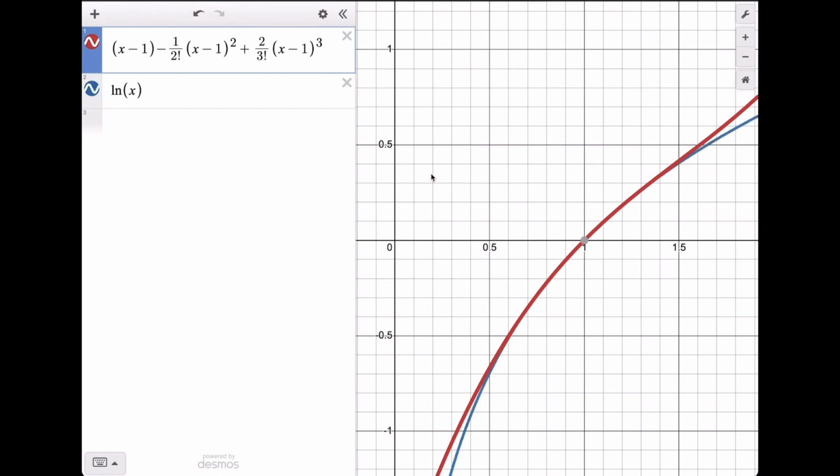Look how close they are. Natural log of x matches up really well. They only seem to differ a little bit here near the tails. So if we want to approximate natural log of x using a polynomial, we'll get very close approximations just with a degree 3 polynomial.